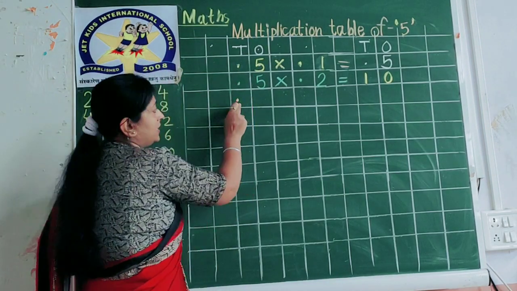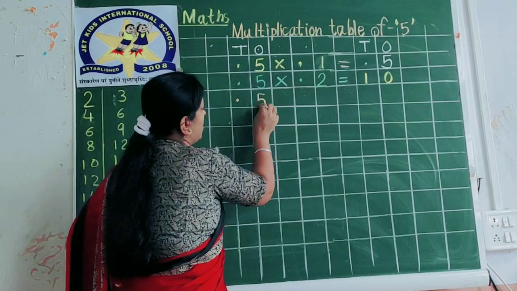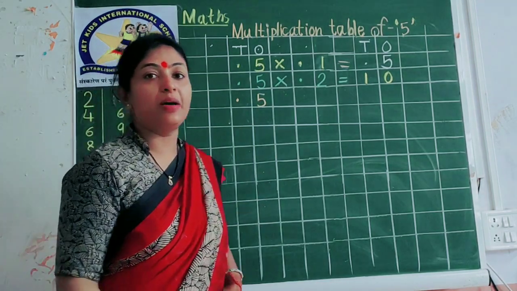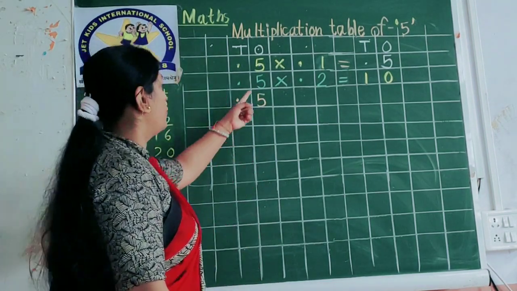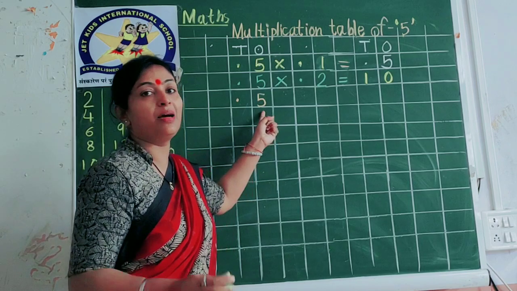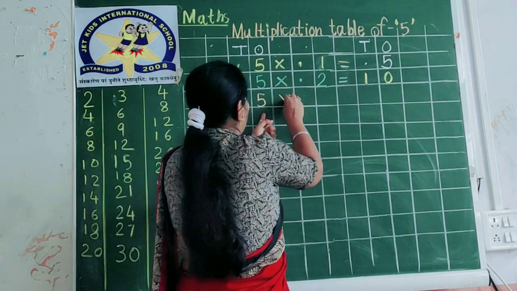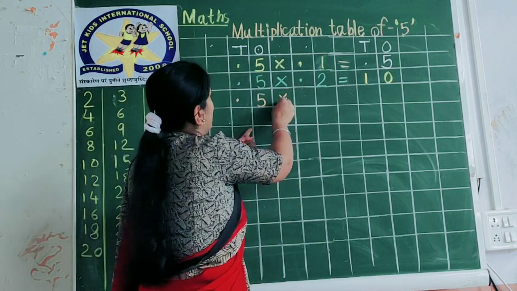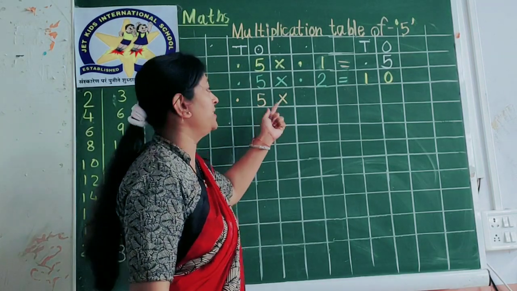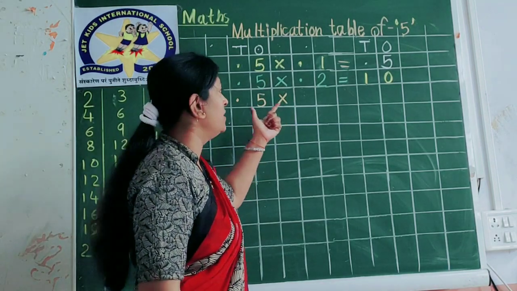Again, putting a dot under the tens column because we are taking the table of 5 only. One digit number, and that is 5. So for that we are keeping the number in the ones place. Multiplication sign. Multiplication table we are writing. It means the multiplication sign is most important.